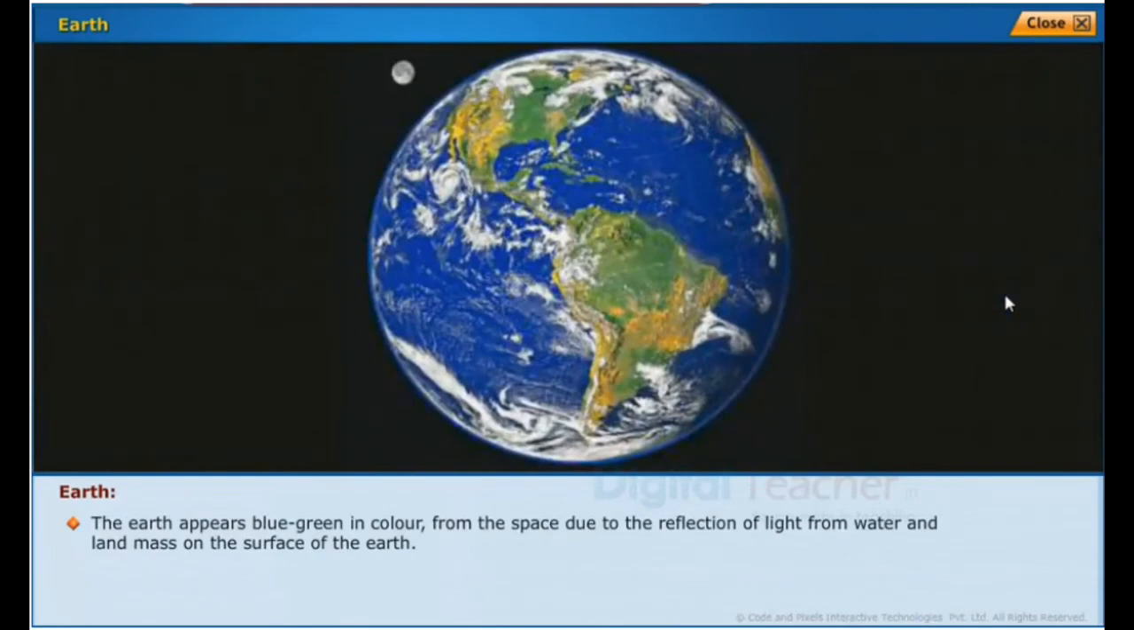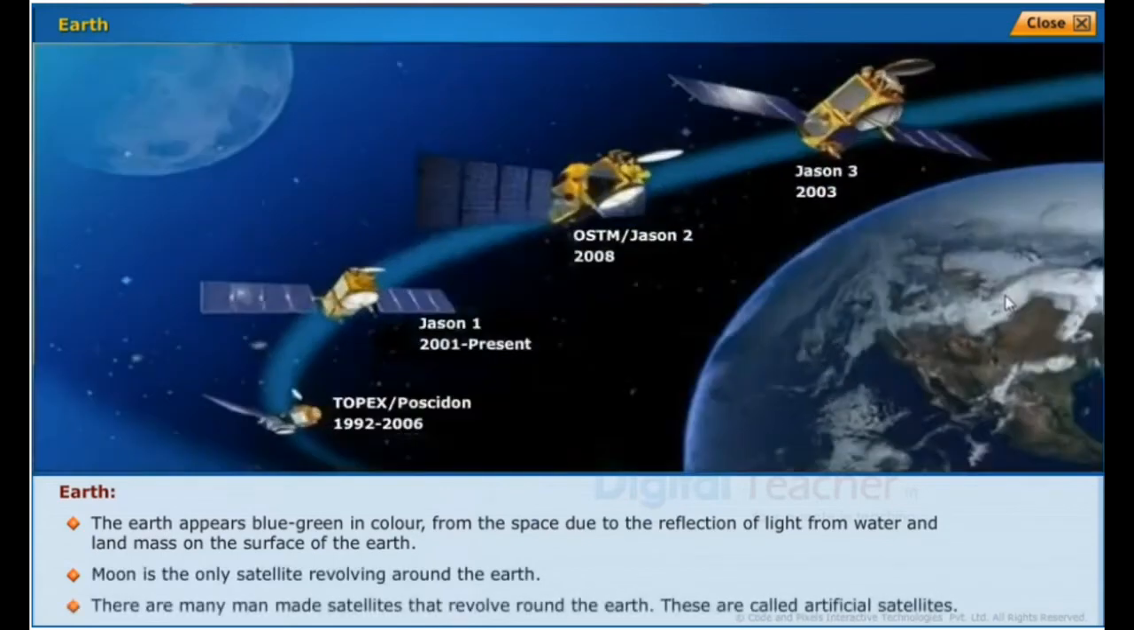The Earth appears blue-green in color from the space due to the reflection of light from water and land mass on the surface of the Earth. Moon is the only satellite revolving around the Earth. There are many man-made satellites that revolve around the Earth. These are called artificial satellites.